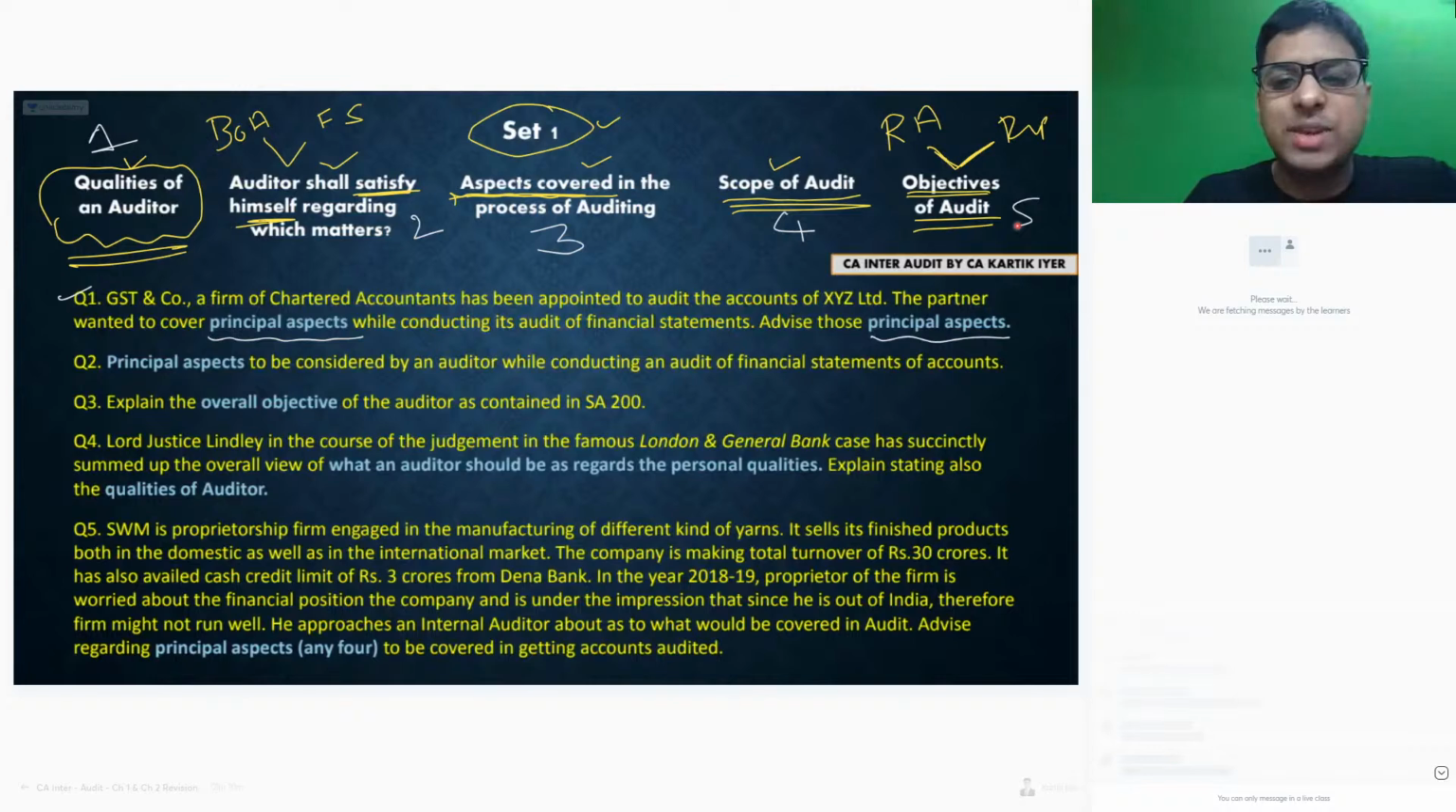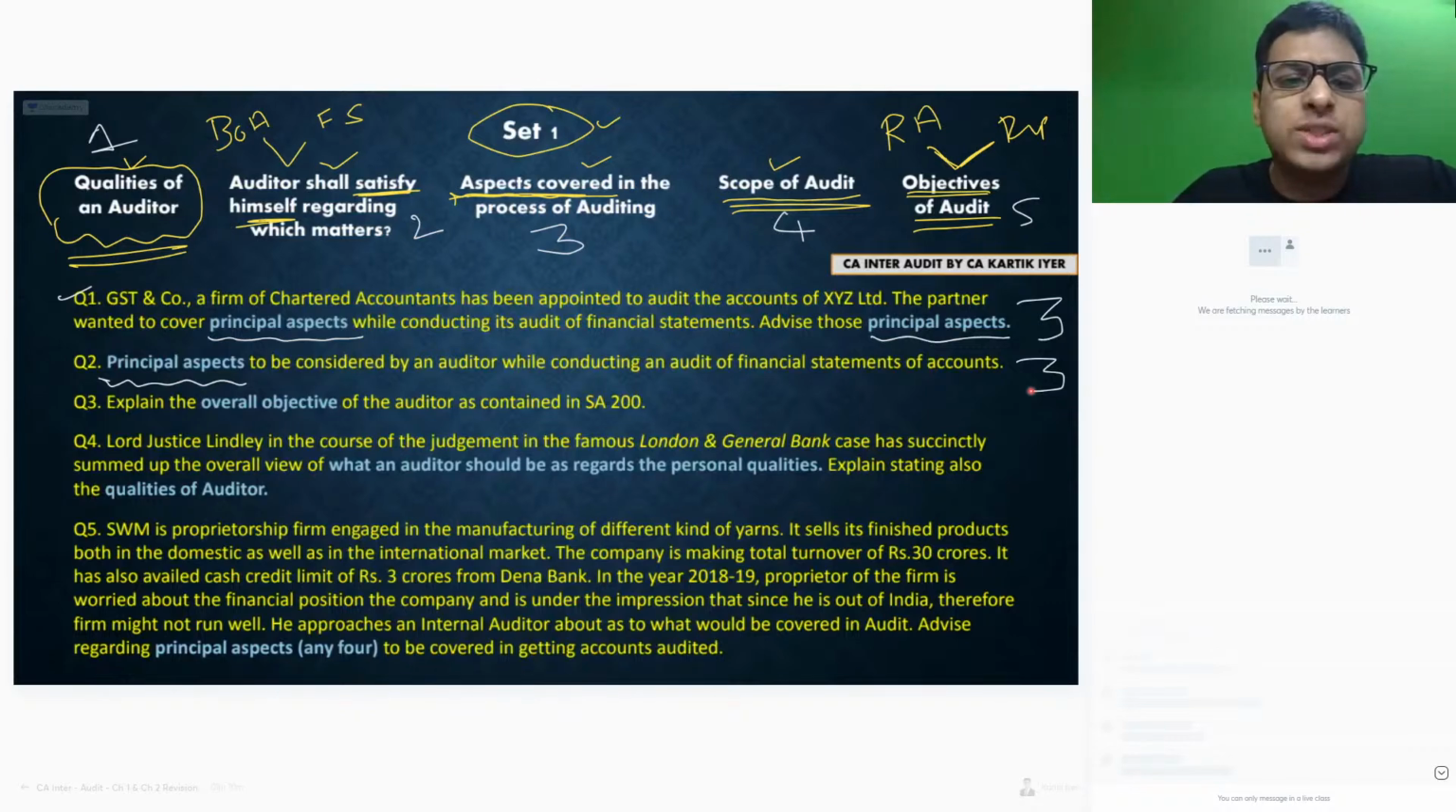Okay. So this is basically the principal aspects, nothing but your answer number 3. So I am just putting number 3 here. You identified it. Next, principal aspects to be considered by an auditor while conducting an audit of financial statements of accounts. Here also you will see principal aspects. So again, answer number 3 only. See the way ICAI has asked it. First in a different manner, second in a different manner. But the answer is the same. It is aspects.